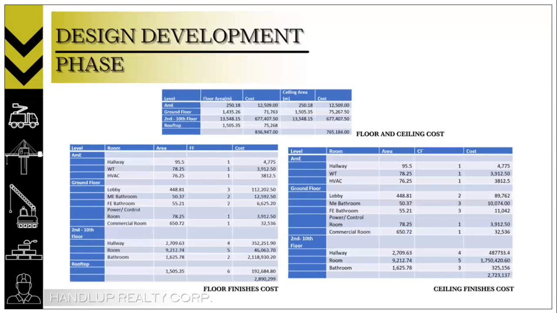Here are some examples of the computation of the materials. The estimation was computed by calculating the area of the following rooms, ceiling, floor, and also the perimeter of the wall. These are then multiplied by the cost of the finishes of each, which include waterproofing, ceiling finishes, wall finishes, and floor finishes.